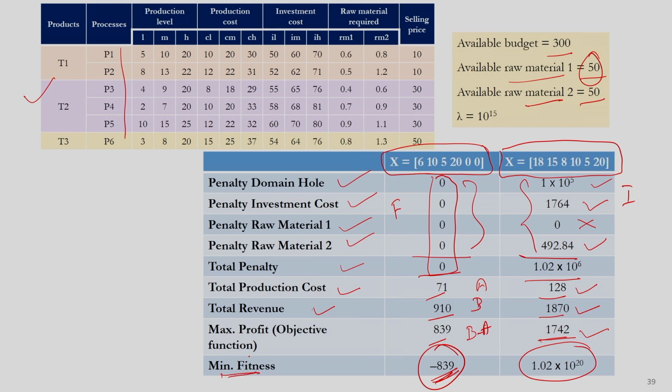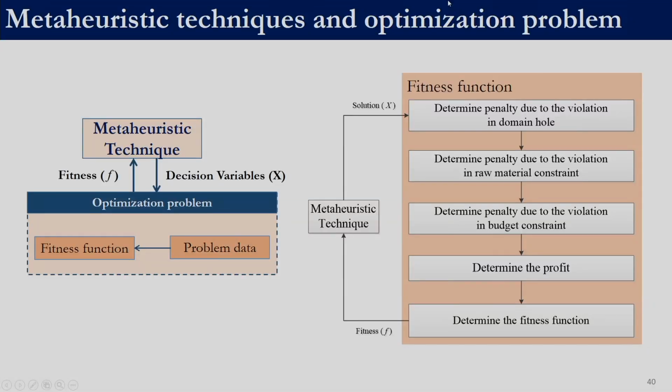The problem is a maximization problem, but we converted it into a minimization problem, right. So, this solution would be selected. This gives a consolidated picture. This metaheuristic technique, as we have seen multiple times, will convey the decision variables to the optimization problem, and the optimization problem is supposed to send back the fitness function value. For this x, what is the fitness function?